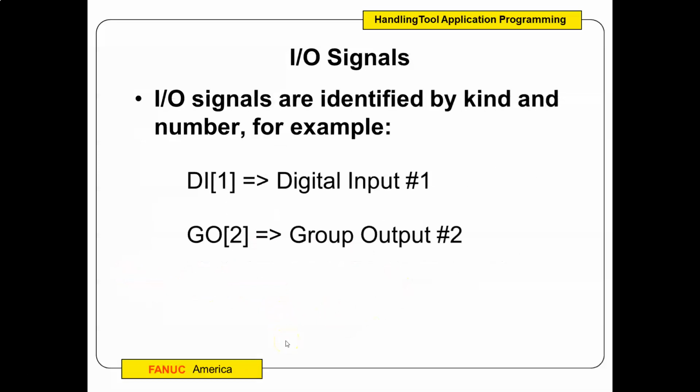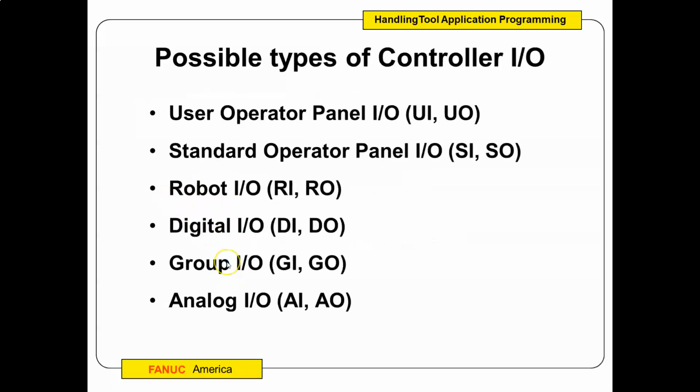and we'll review that a little bit later as well. And again, when you look at a signal, it defines what it is. For instance, DI1 means it's digital input 1. GO2 means it's group output 2. So usually it's pretty simple: digital, group, analog, input, output. It's pretty easy to usually figure that out.